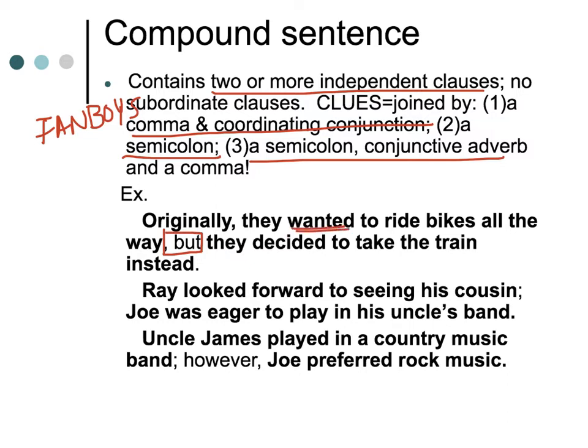Wanted is the verb. Who wanted? They wanted. To ride bikes all the way is an infinitive. Originally is an adverb. Originally they wanted to ride bikes all the way. That's a sentence. Decided is a verb. Who decided? They decided. To take the train instead is another infinitive. They decided to take the train instead is a sentence. Two sentences joined by a comma and a coordinating conjunction.